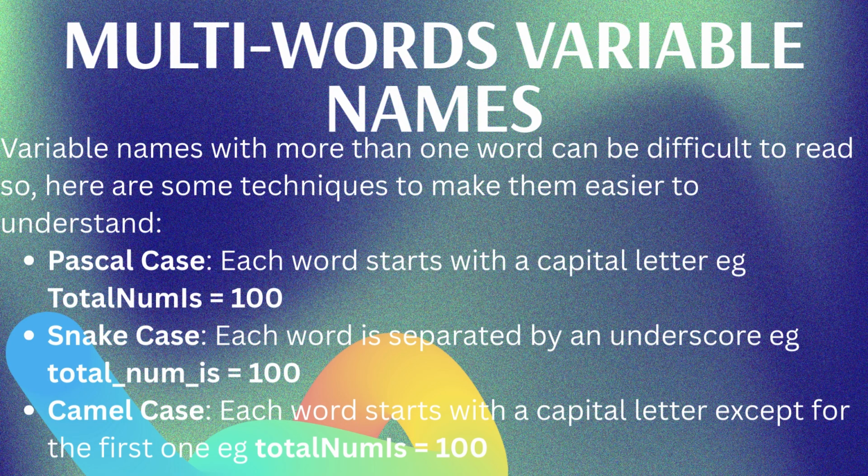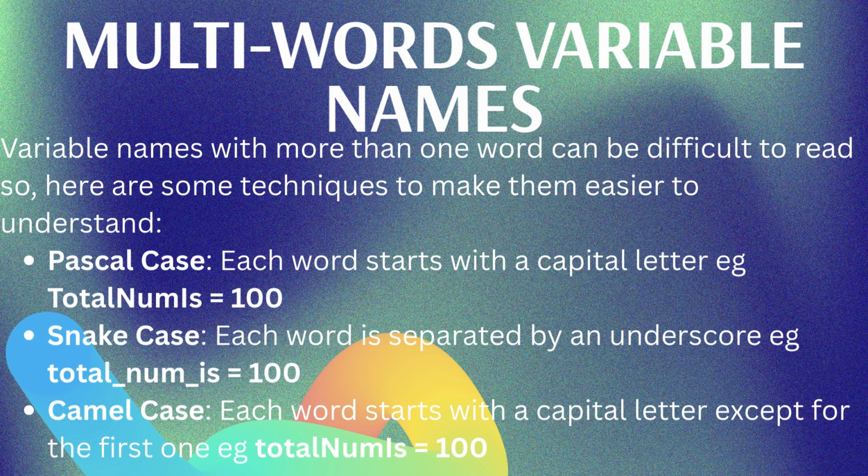Now, variable names with more than one word can be quite difficult to read. So here are some techniques that make them easier to understand. First of all, the Pascal case. This is where each word starts with a capital letter. So like TotalNum, then T is capital, N is capital, and I is capital.